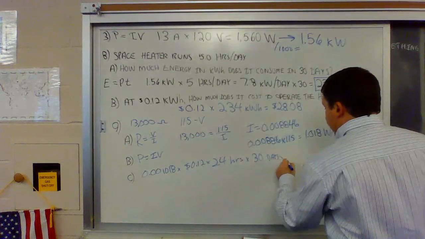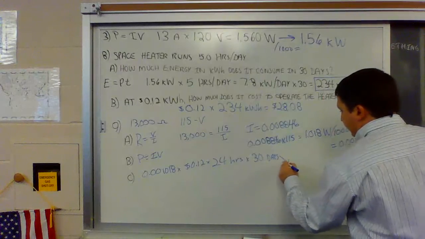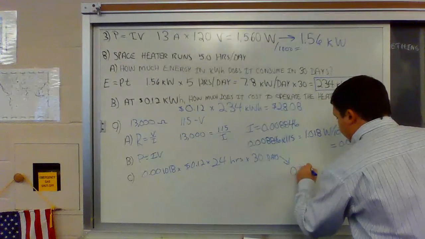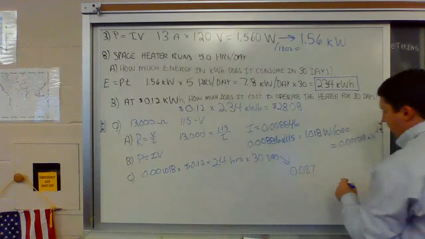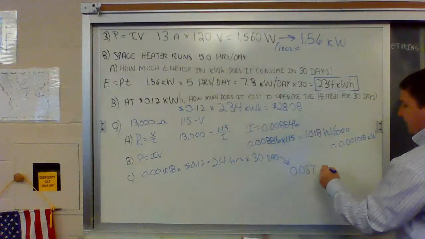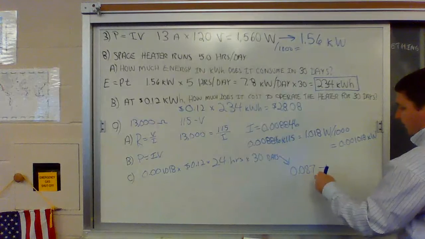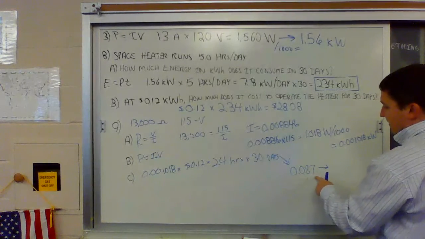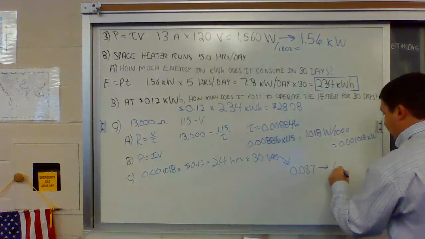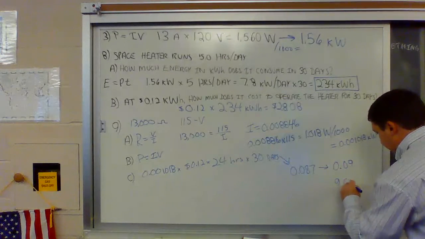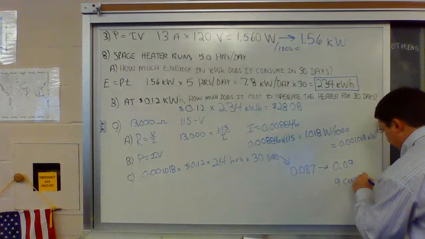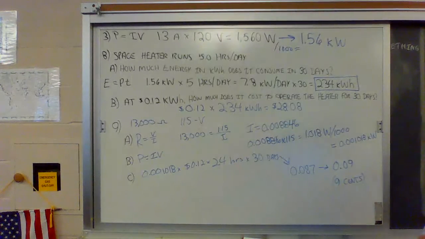When you multiply all these numbers together, you get 0.087. This is a monetary amount. So it's like 8 cents and 7 tenths. Well, we just rounded up to 9 cents. So this is just 9 cents, and that's how you handle part C.